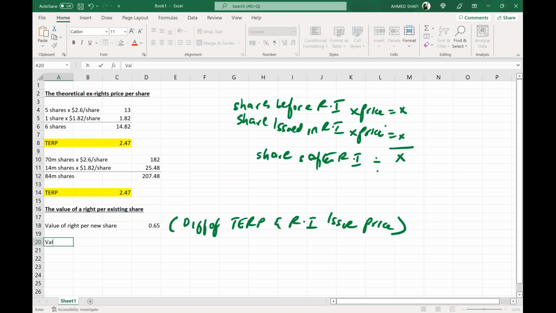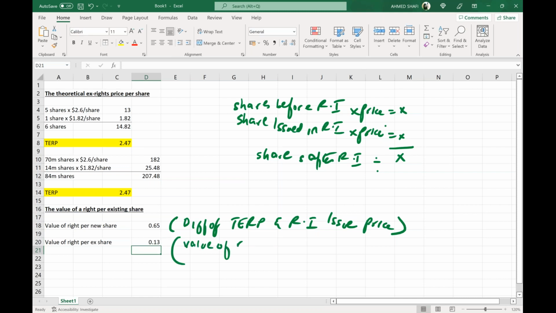This is value of right per new share. And to get value of right per existing share, we simply divide the value of right per new share 0.65 by the existing number of shares, that are 5. So value of right per existing share is value of right per new share upon existing shares. Value of right per new share is the difference of TERP and right issue price per share, and per existing share is value of right per new share divided by existing shares.